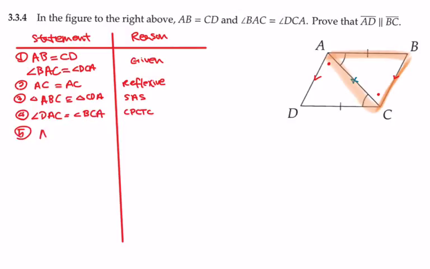Then we realize that line AD must be parallel to BC. Why? When alternate interior angles are congruent, then we realize that those two lines must be parallel. All right, so there it goes.